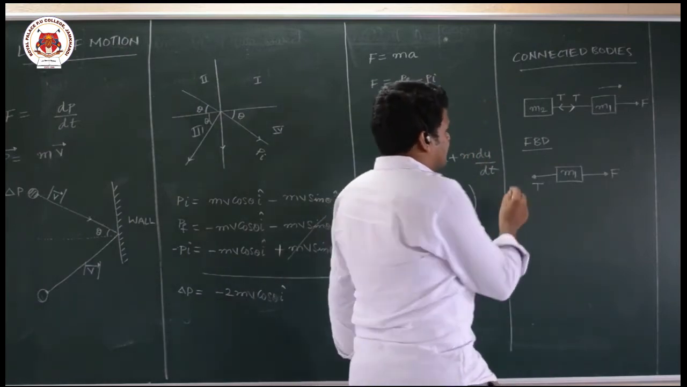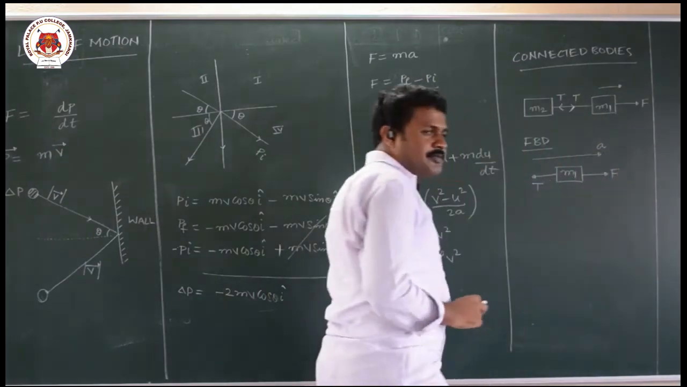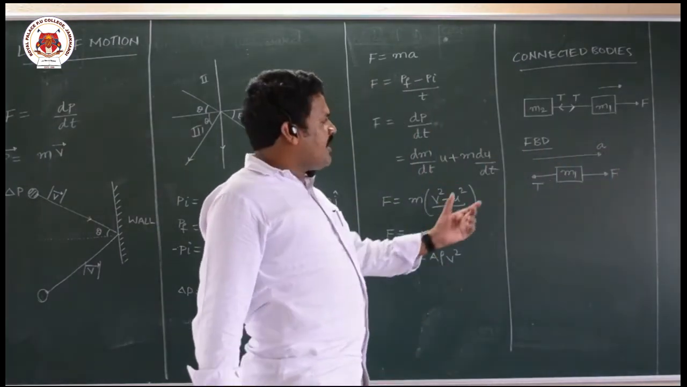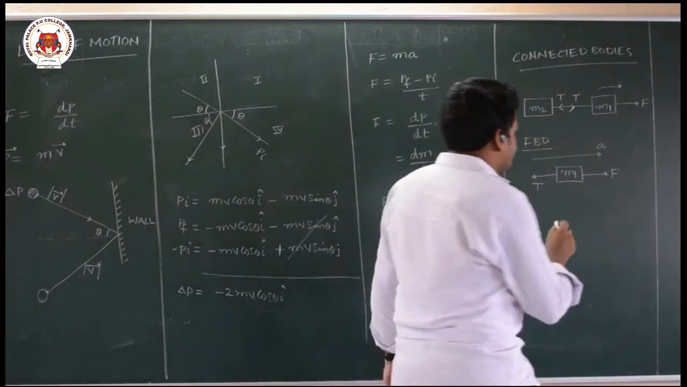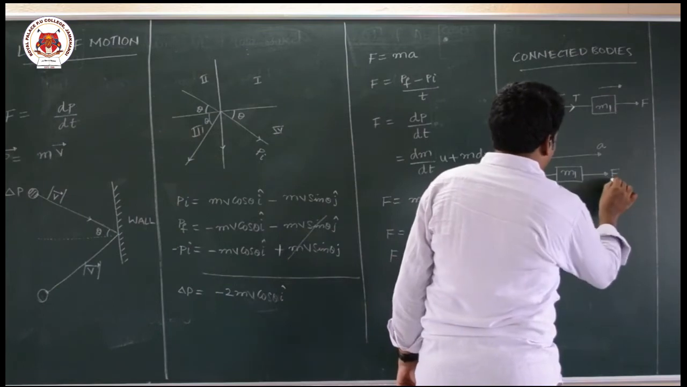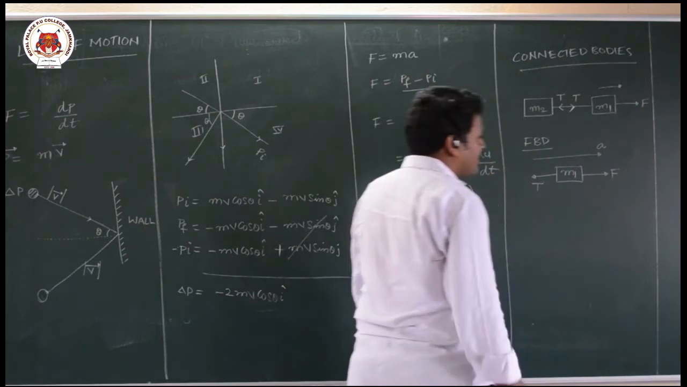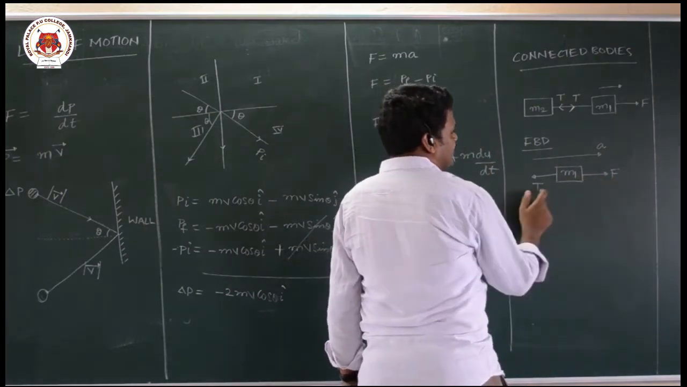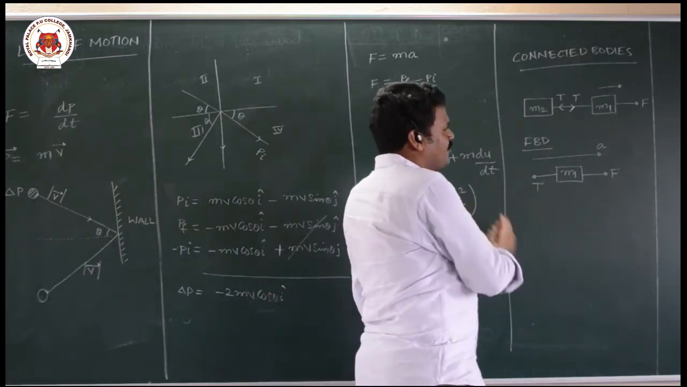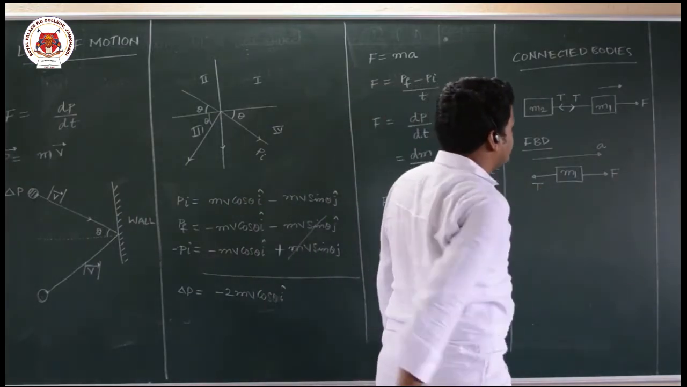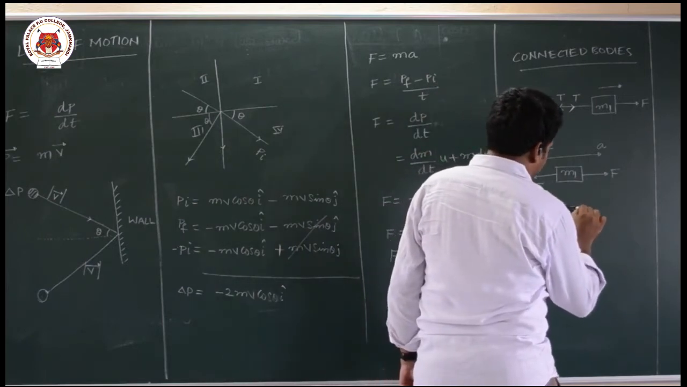Now let us consider the system is accelerating in this direction. According to Newton's second law, the body will accelerate in the direction of net force. So F should be greater than T, that is why it is moving towards the right side. It is just like tug of war. If this force is more, the body will move this side. If this force is more, the body will move that side. So F minus T is equal to m1a.